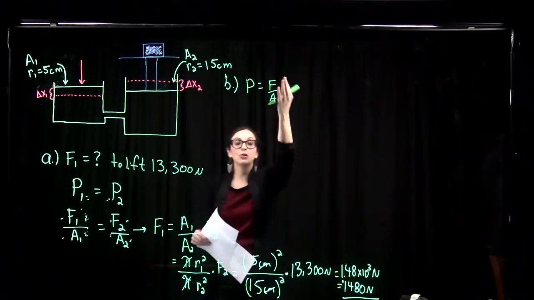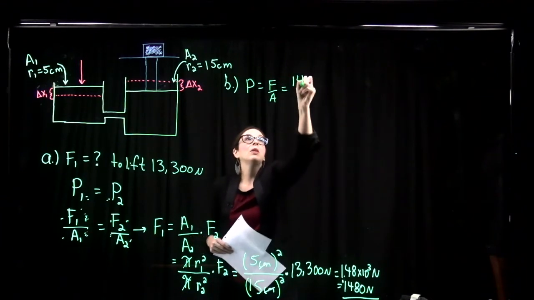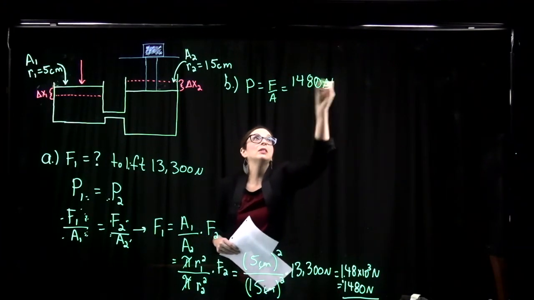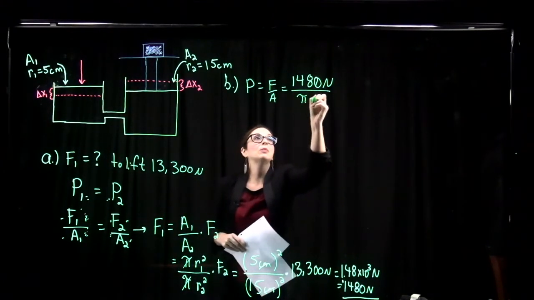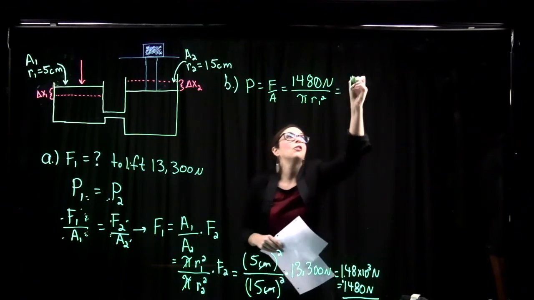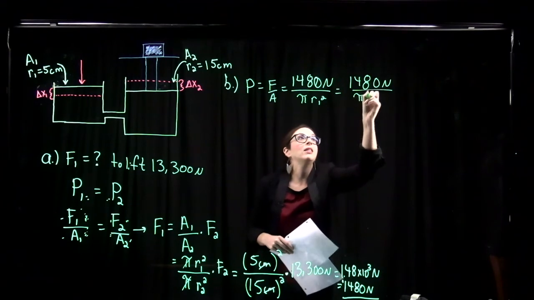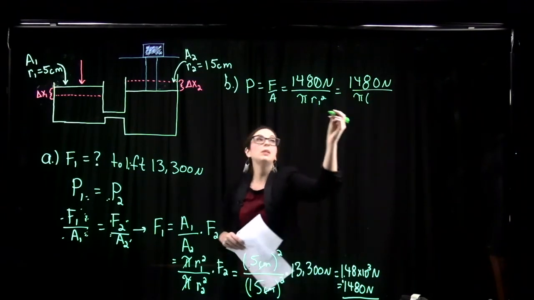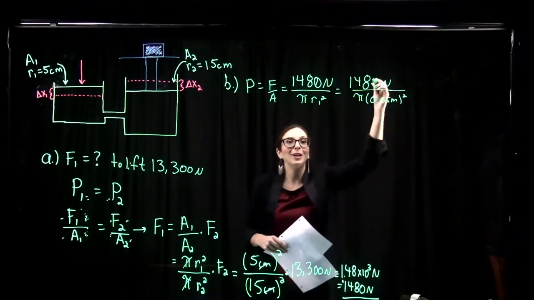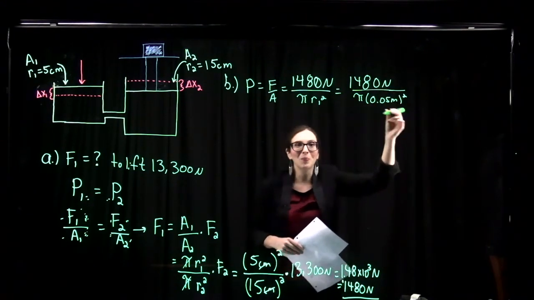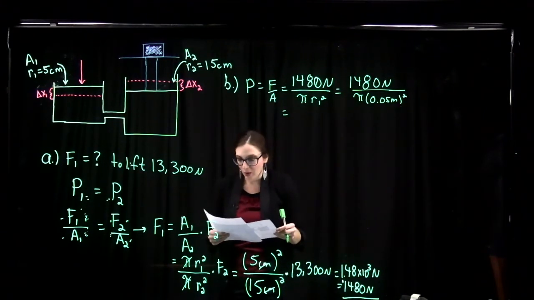Well, pressure is equal to force over area, so that's going to equal our force that has to be applied, 1,480 newtons, and then we divide that by the area of our piston, pi times r1 squared, so that's going to be 1,480 newtons divided by pi. This time we have to put our radius in meters, so 0.05 meters squared. Why? Well, because we have a newton, and a newton is a kilogram meter over a second squared. Okay, so whenever we do this, we get units of pascals for our pressure.